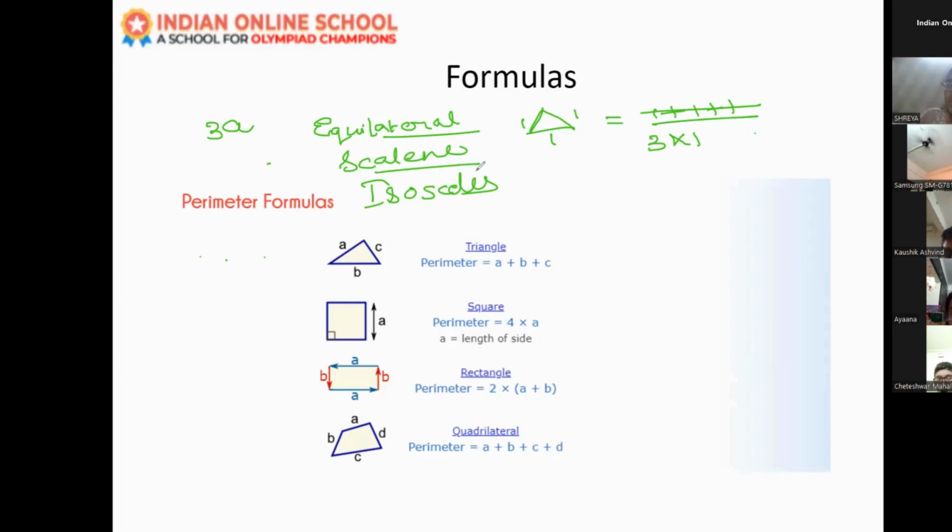Coming to scalene triangle. Scalene triangle is this one, which has all sides different. Ma'am, I can explain. Yeah, Kaushik, I'll give you a chance, okay?